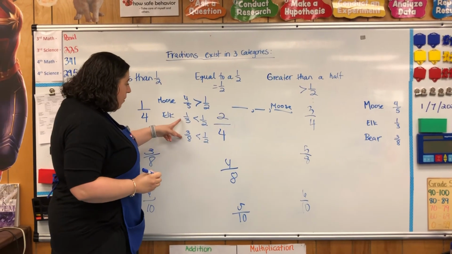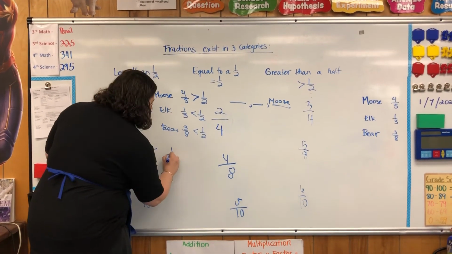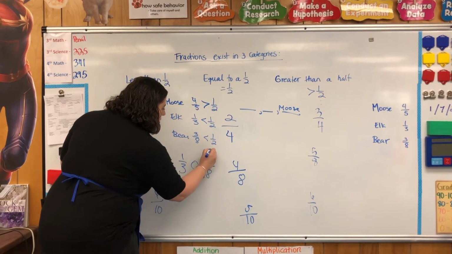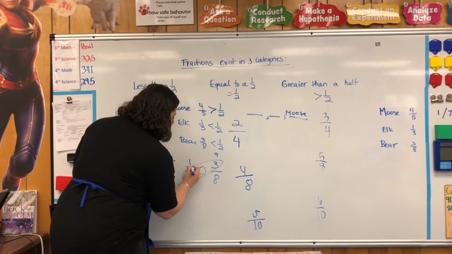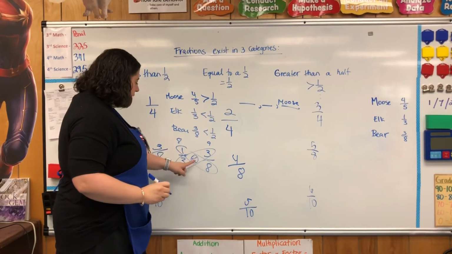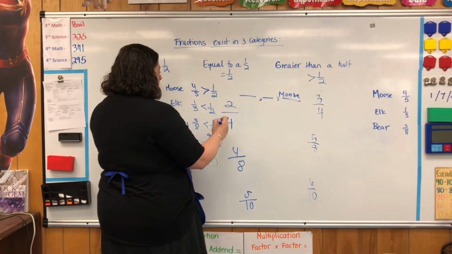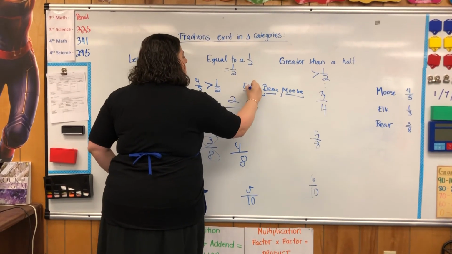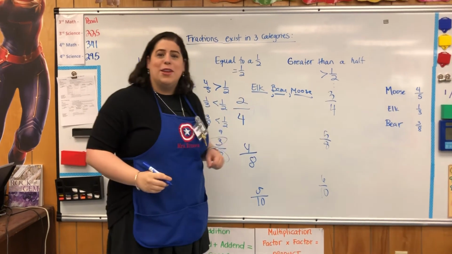So what I do is compare these 2 fractions to each other. 1/3 and 3/8. 3 times 3 is 9 for this butterfly wing, and 8 times 1 is 8, meaning that 3/8 is larger than this one. That would mean that my bear would be in the middle, and my elk would be my smallest one. And that's how you compare fractions.